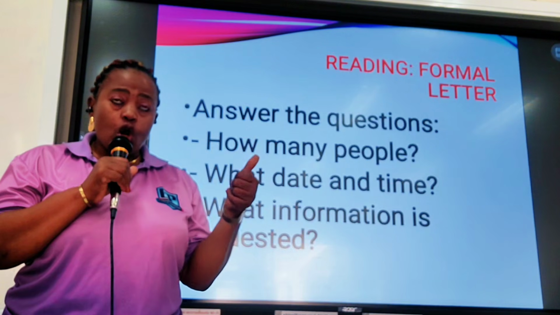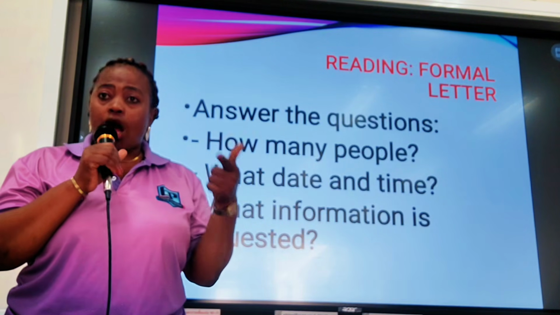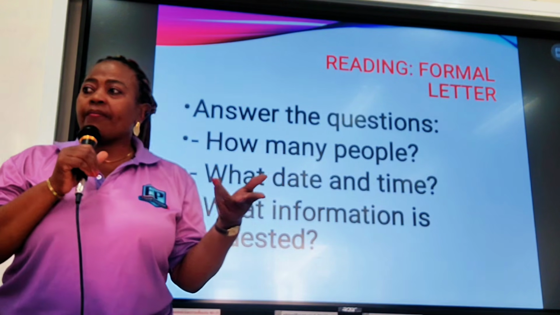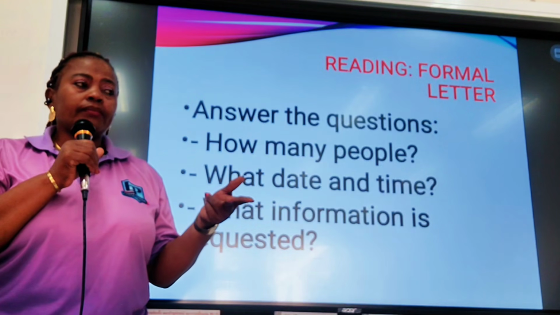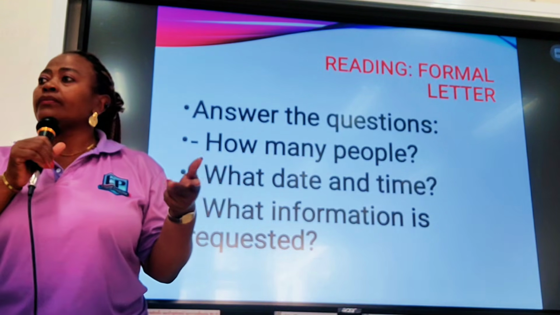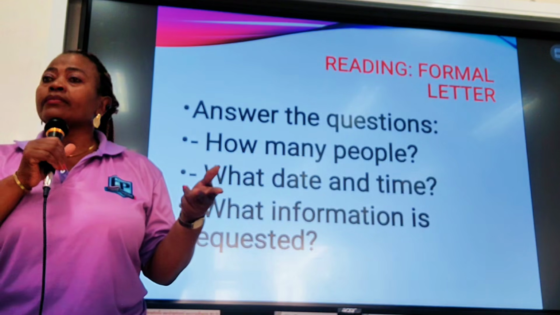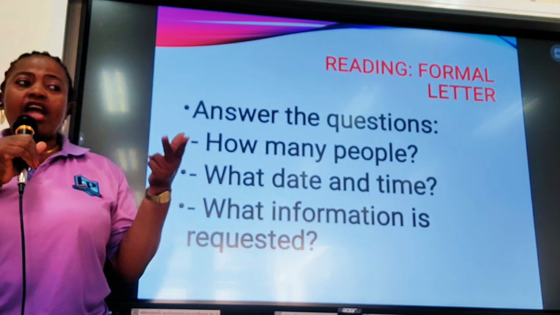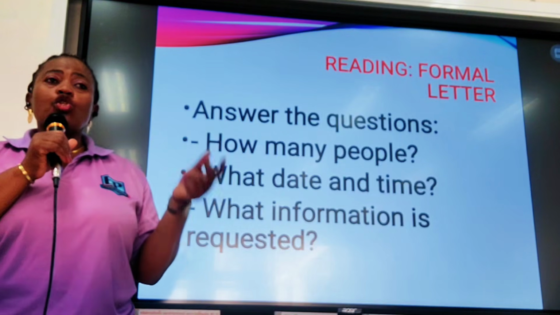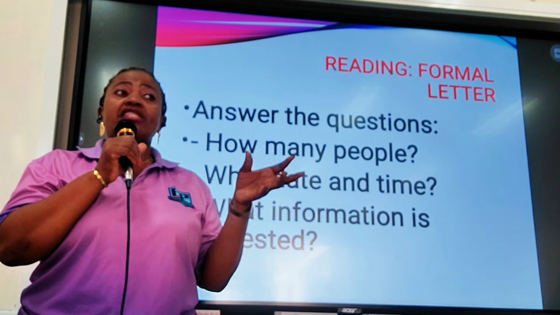First, he wants to know how much the set menu costs. Second, what's the second request? They ask, is there any vegetarian dishes or something? Good. The second request is he wants to know if they have vegetarian dishes.